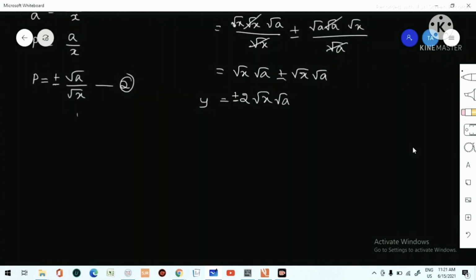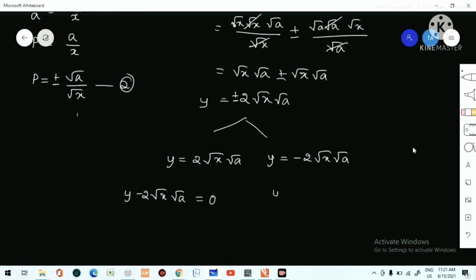Since plus or minus is there, I can write it in terms of two factors. What are those? y is equal to plus 2 root x, 2 root a. One more is minus 2 root x, 2 root a. So this can be written as y minus 2 root x, 2 root a is equal to 0, and this can be written as y plus 2 root x, 2 root a is equal to 0. These are the singular solutions. Is it fine?